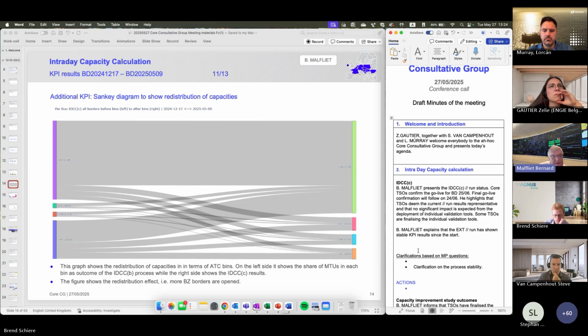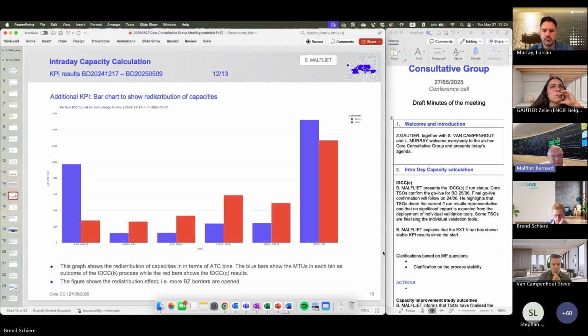And then slide 15 gives you the total number. The blue is the capacities from IDCCB that are still there, and the red is the capacities that are given by IDCCC. So you see a very big decrease between 0 and minus 100. The capacities, even when they are negative, are much less negative. And so you have much less negative capacities.